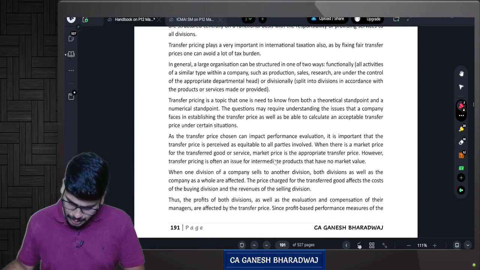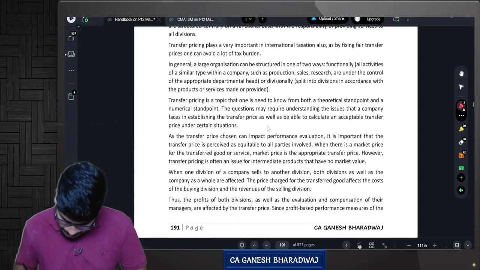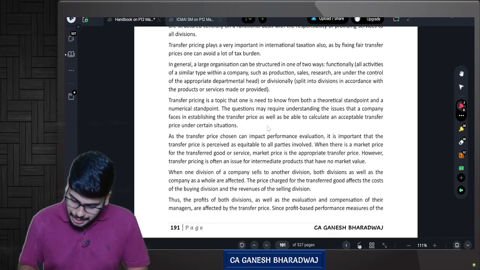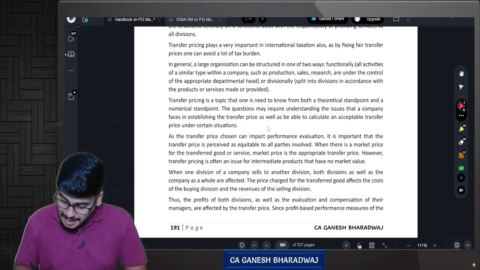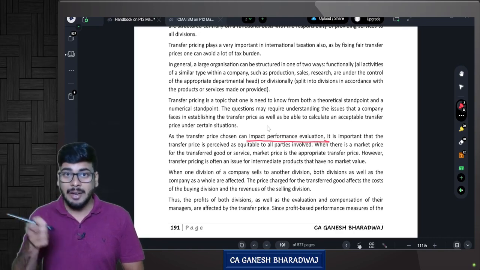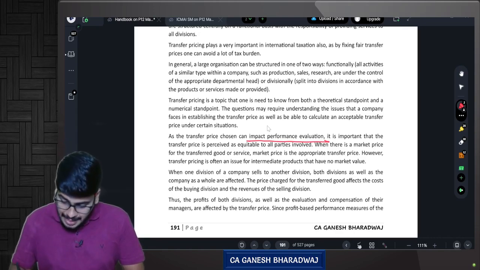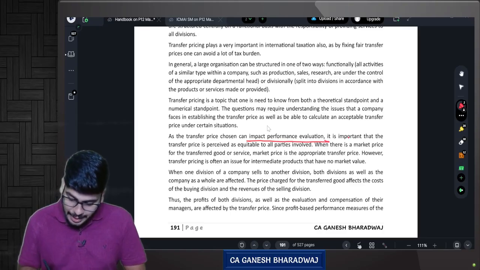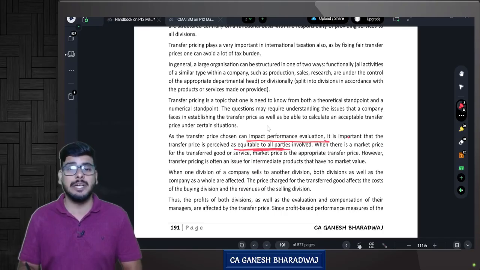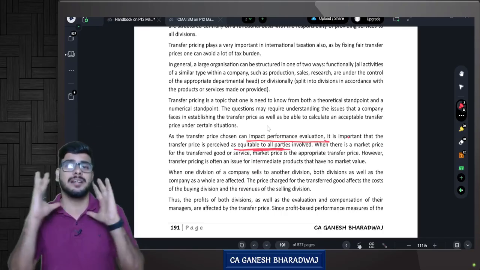Next, I just wanted to tell you one very important thing here. Look, as the transfer price chosen can impact the performance evaluation. What do you mean by performance evaluation? Evaluating the performance of every division. It is important that the transfer price is perceived as equitable to all the parties. Equitable means what? You should fix a fair transfer price.